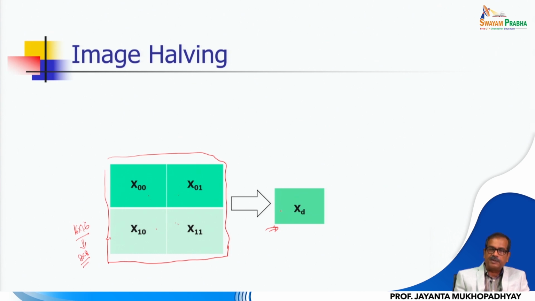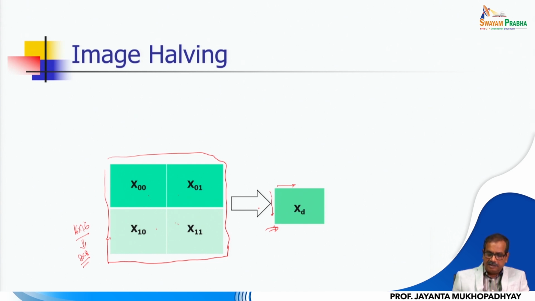So this operation, this downsampling, has a special name here. We call it image halving, because both the dimensions, along the width and height, are getting reduced by a factor of half. So total area is reduced by 1/4, if you have noticed it.